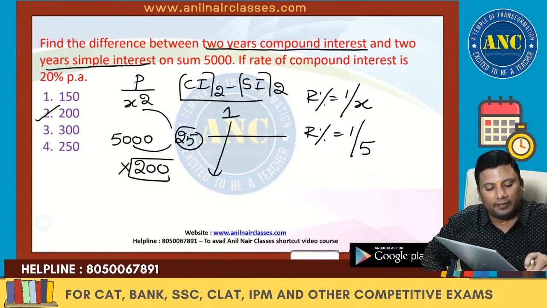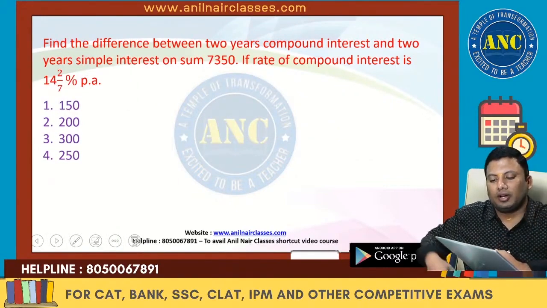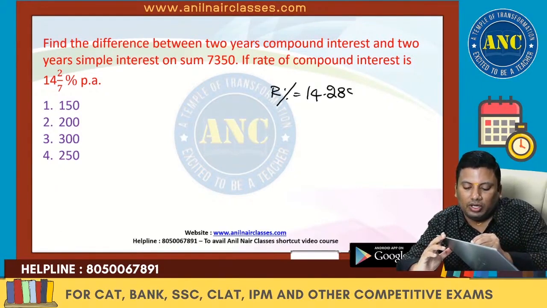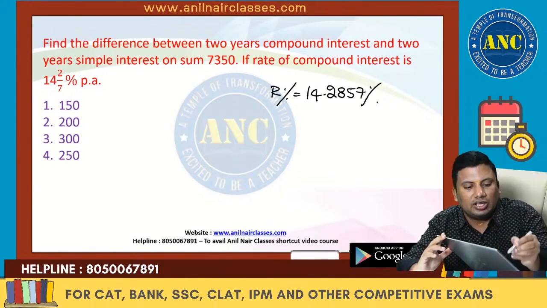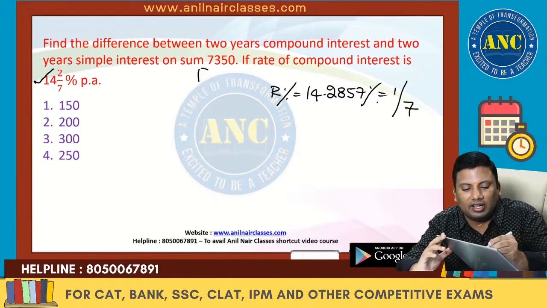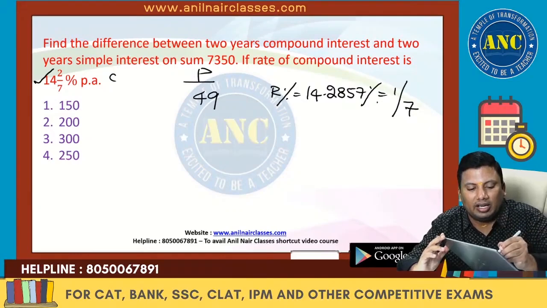Into 200. Next one. All these are very, very easy, sir. R percentage is 14.2857 percentage, which is given in the question, which is nothing but 1 by 7. If it is 1 by 7, this is nothing but 7 square, 49. CI for 2 minus SI for 2, this will be the 1.